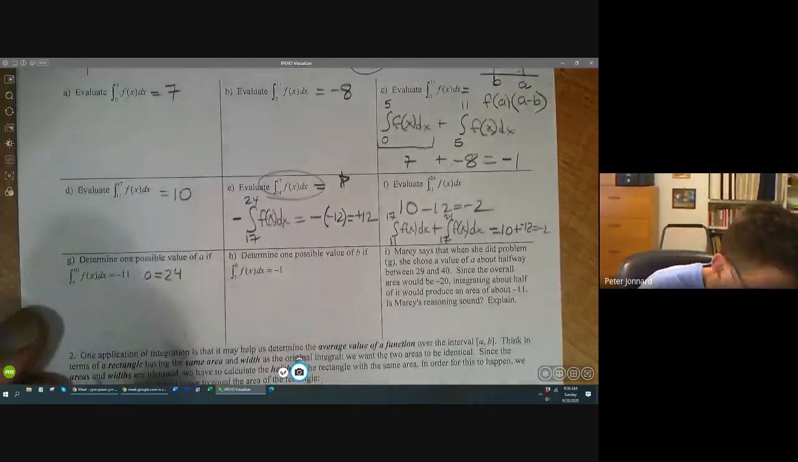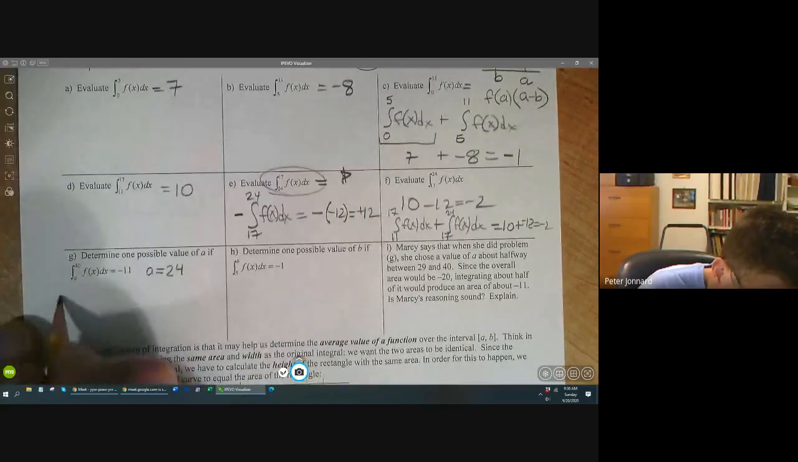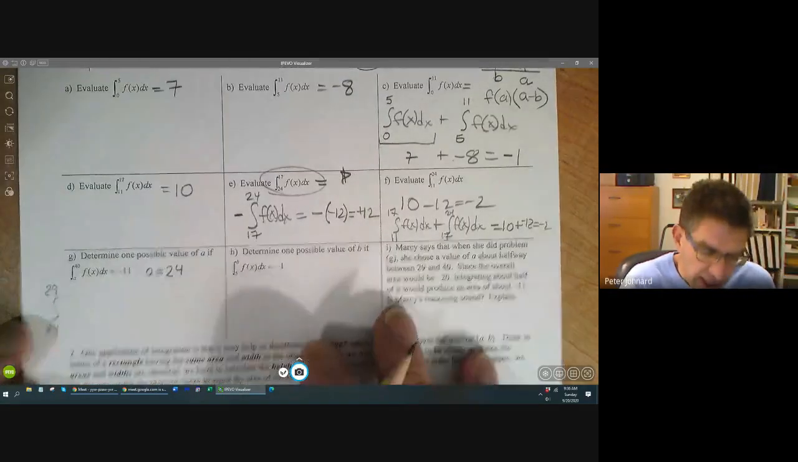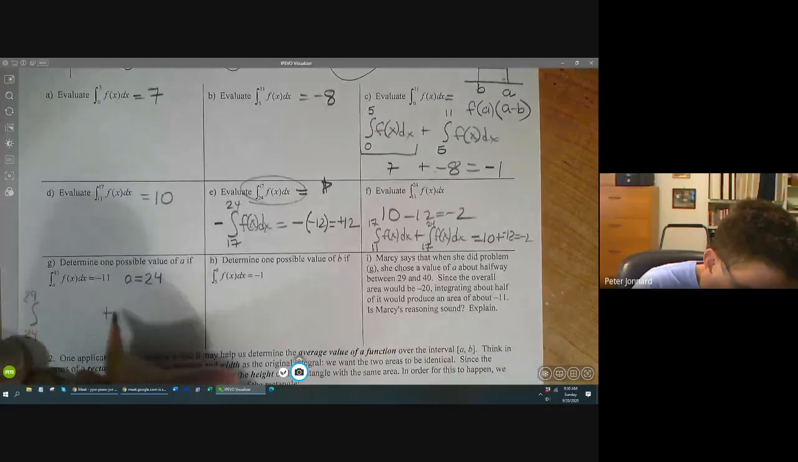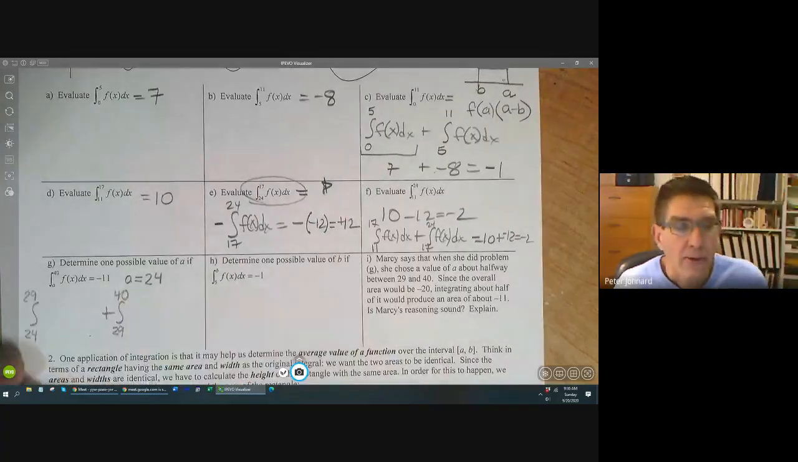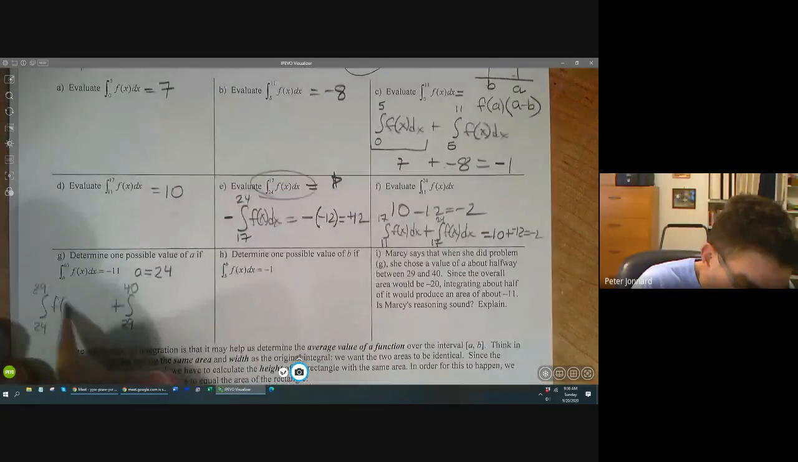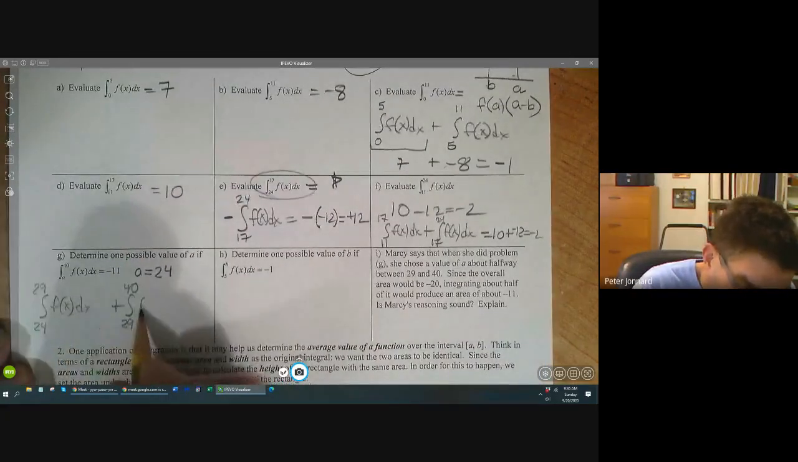And so then if I integrate from 24 to 29 first, and then I add up the integral starting at 29 and finishing at 40, okay, of this function times its width, the function height times the width.